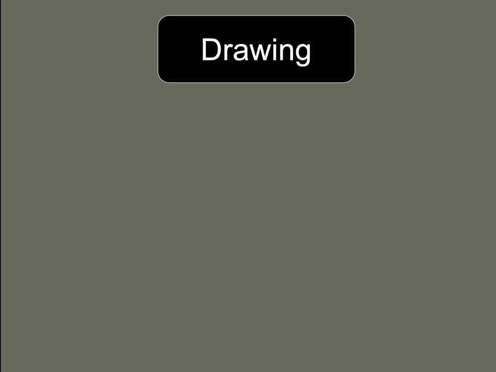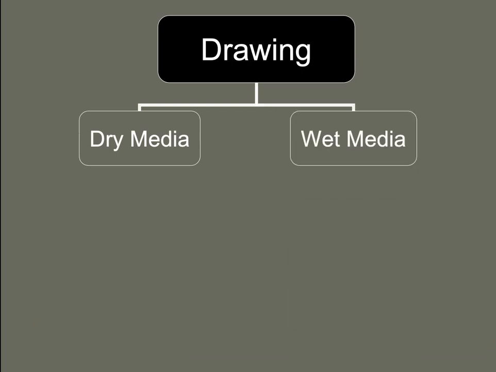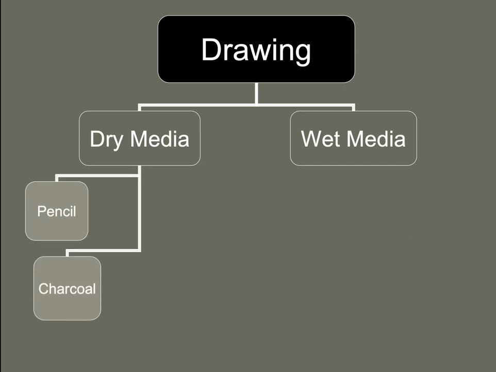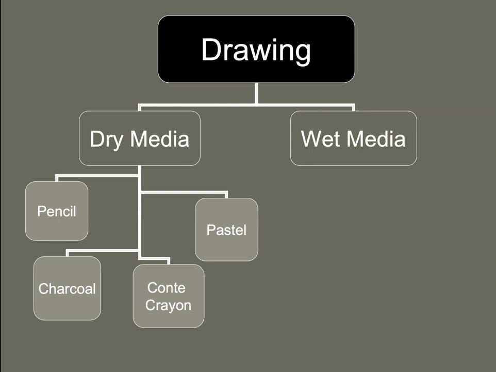So when we're talking about drawing, there's several different media within drawing. First is the dry media, and then we also have wet media. Dry media includes pencil, charcoal, pastel, and Conte crayon. Wet media includes ink. And all of these materials are going to have pigments. Pigments are powdered colored material mixed with an adherent, a binder.